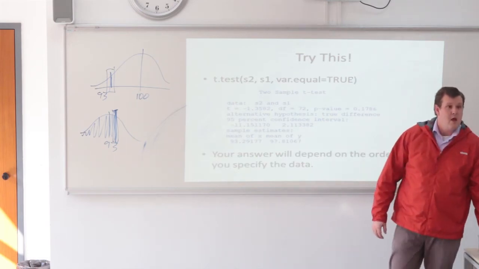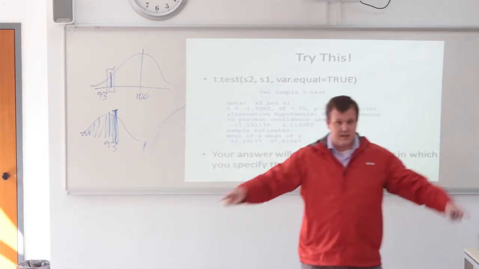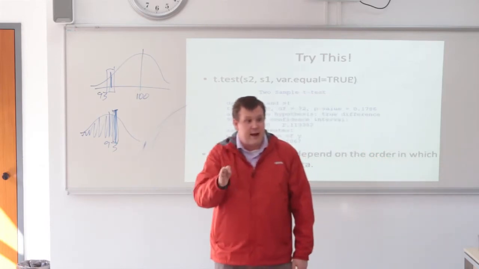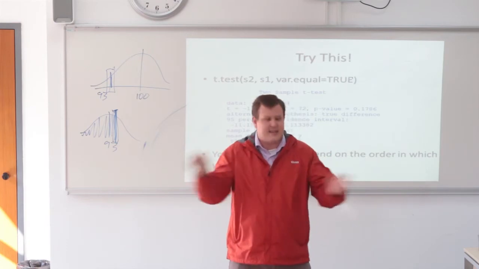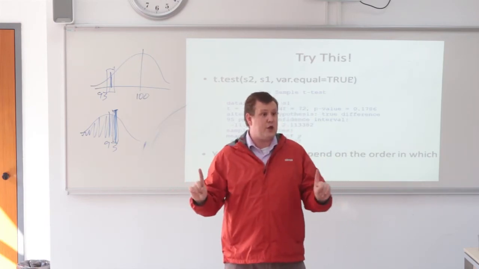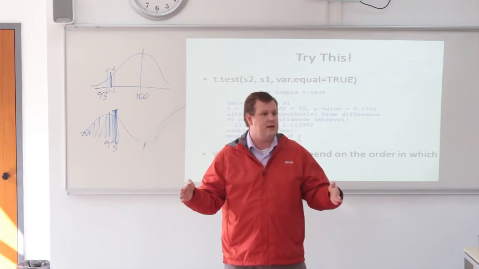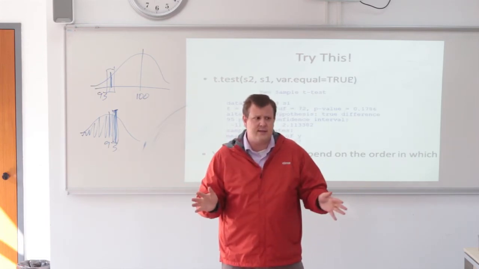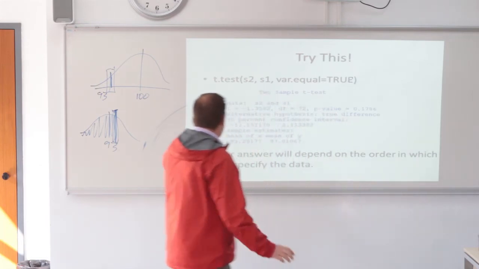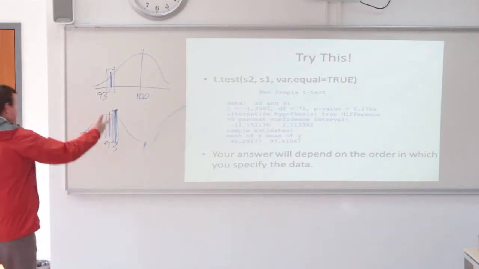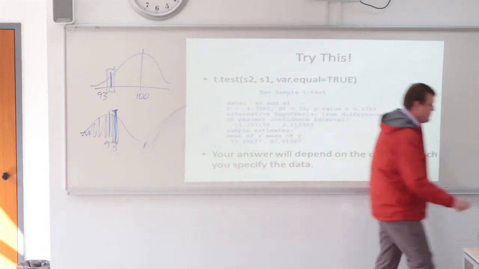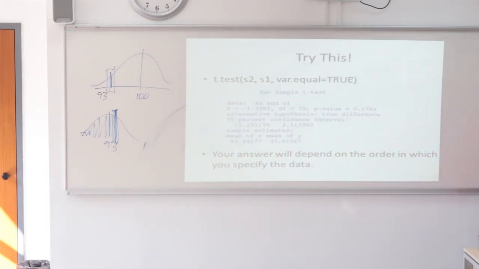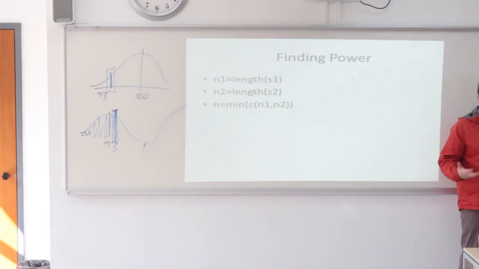The p-value is exactly the same because the t-distribution is symmetric. So if you find something here and something here, where it's centered on the same thing, you'll get the same p-value, at least for the two-sided hypothesis. You get different ones for a one-sided hypothesis. But for the two-sided hypothesis, you'll get exactly the same p-values, but your t-values will be different, and so will the confidence intervals. So your answer depends on the order in which you specify the data when you're using two samples, so be careful.